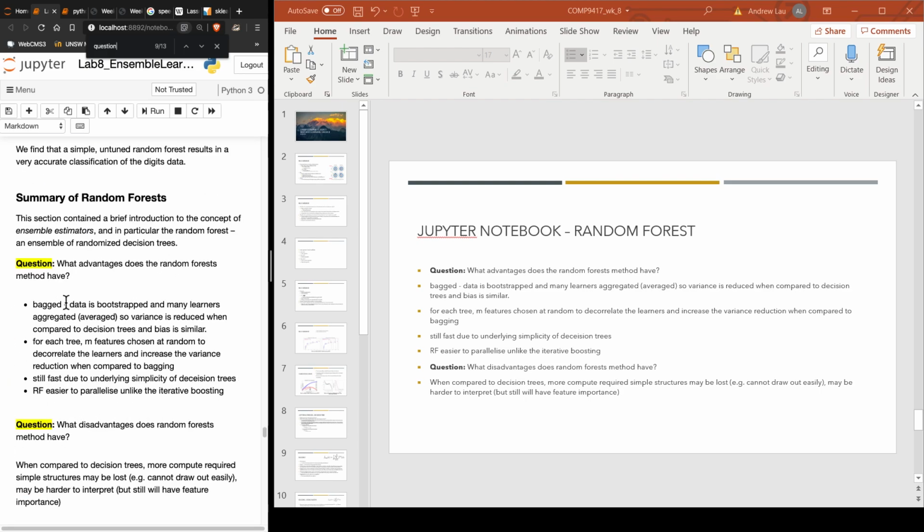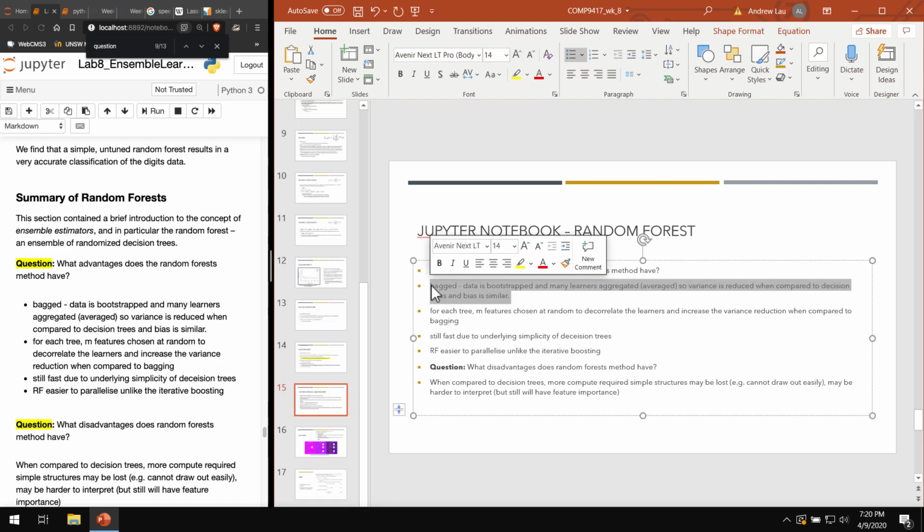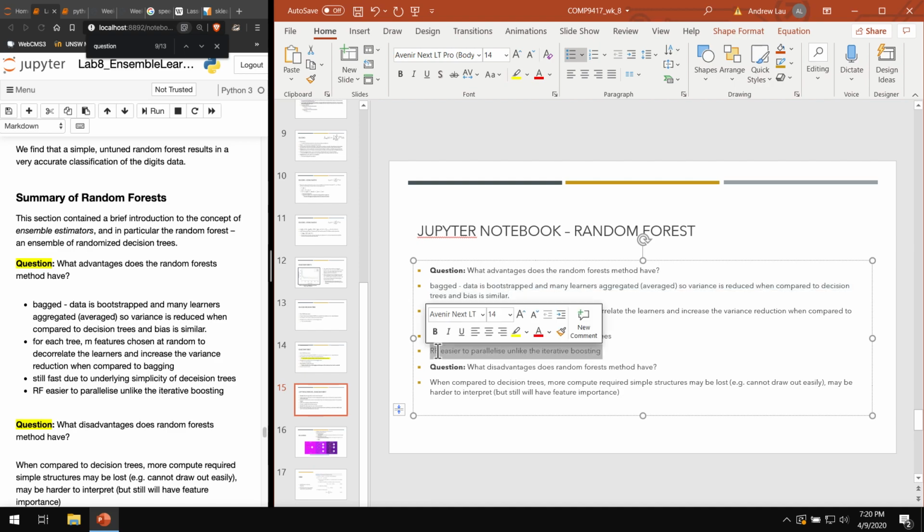Okay, cool. Yes. So what advantages does a random forest method have? There's a couple of them. So a random forest is, I guess, a type of bagging because you are bootstrapping and aggregating, so you reduce the variance. Okay. And the other thing is, is this comparing to boosting?